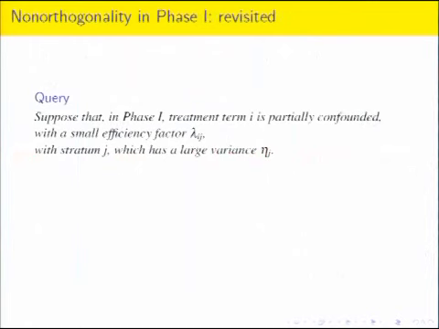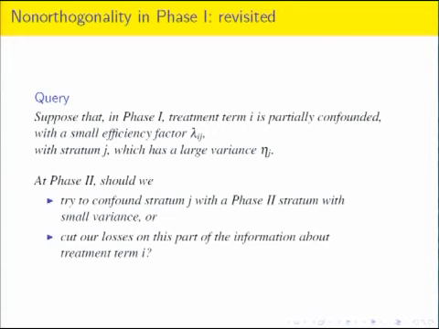So, if you've got partial confounding, what should we do? We've got something partially confounded with large variance, but a fairly small efficiency factor. Should we take the lesson from before and try to go for a stratum with small variance? Or should we say, hang on, there's not much information there anyway, we're not going to do anything about it, so we may as well confound with something bigger. So I mean, that's just on an example.